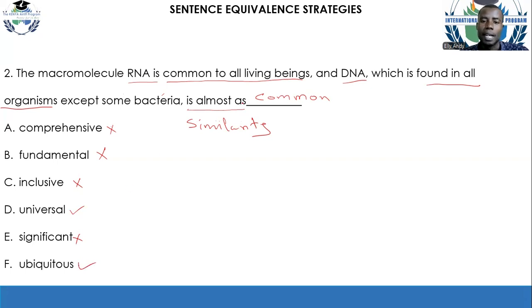So you can see, again, looking at the meaning of the sentence and the clue helps us to arrive at the right answer. And ubiquitous makes sense here because it means something that is present everywhere. So our sentence can read, the macromolecule RNA is common to all living beings, and the DNA, which is found in all organisms except some bacteria, is almost as universal, or is almost as ubiquitous.